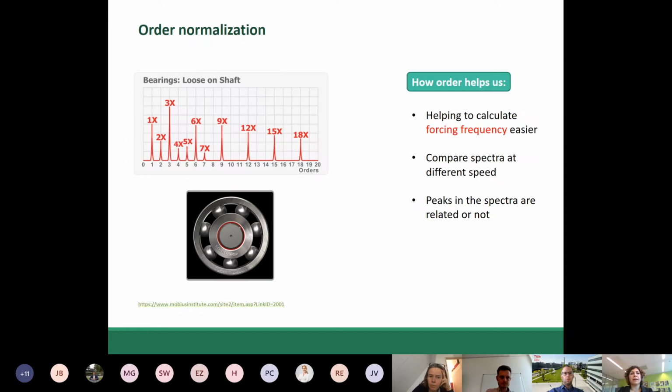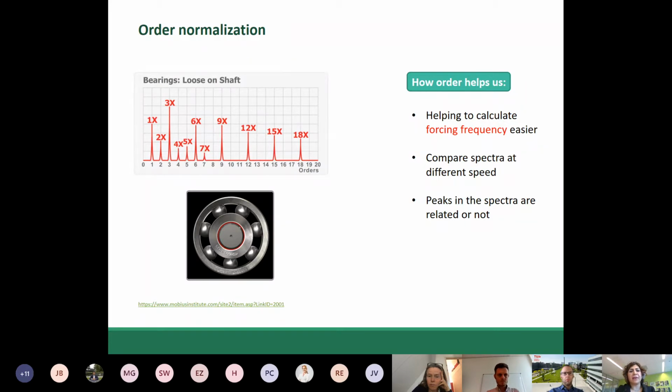Another important principle is order normalization. Up to now, if I was speaking about frequency, it was usually in hertz. But if we use order normalization, we show the frequency in terms of running speed or its multiples. For example, 1 RPM, 3 RPM, etc. The first peak is usually, actually always, the fundamental frequency, which is the shaft turning speed. Harmonics are a series of evenly spaced peaks that are multiples of the fundamental frequency.